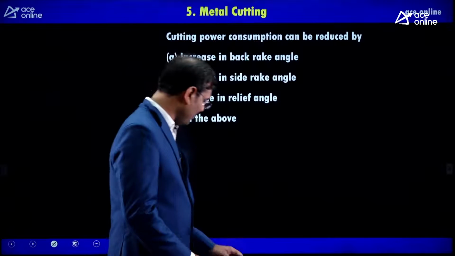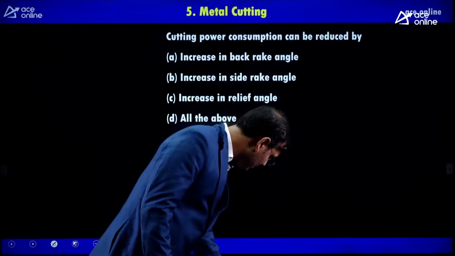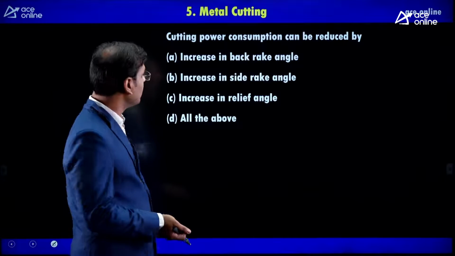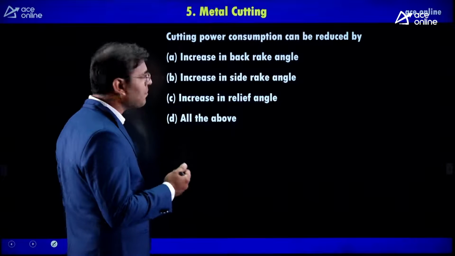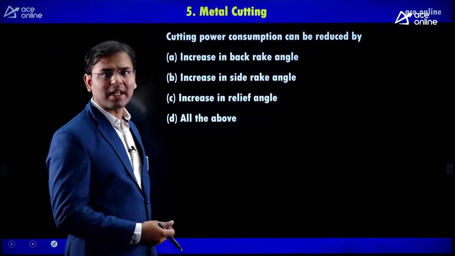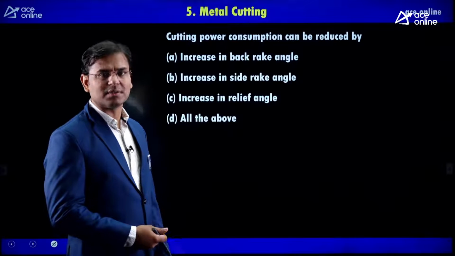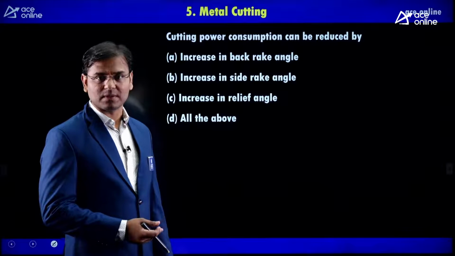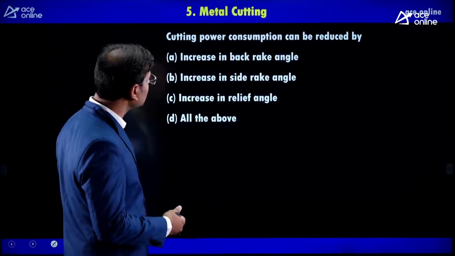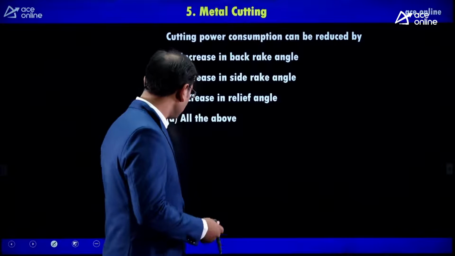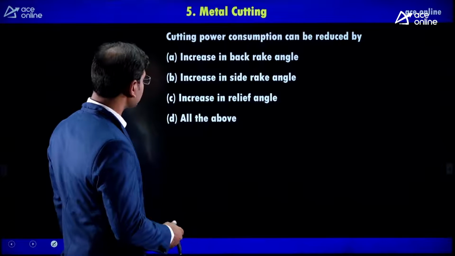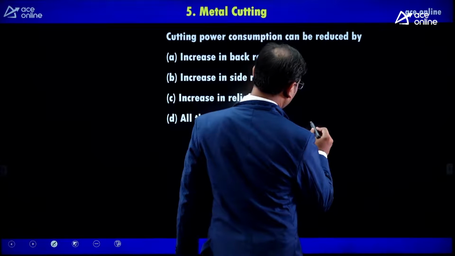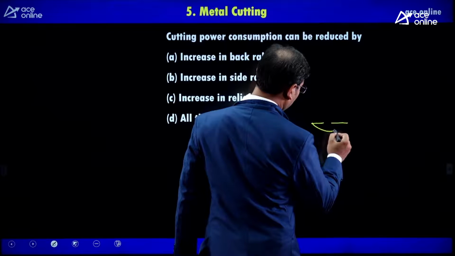Yes, now see the questions of the metal cutting chapter, a very interesting question. Cutting power consumption can be reduced by. Power means we are supplying power to the lathe machine. On the lathe machine there is one induction motor, and we are supplying power to that motor. When can the power consumption be reduced, how can we reduce it? Then guys, if we increase the back rake angle, now you can see what the back rake angle is.